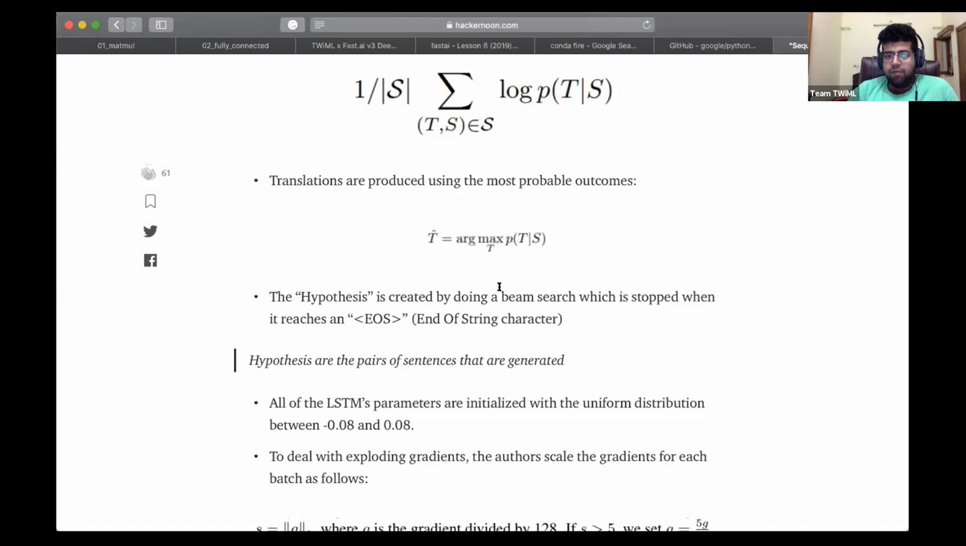So there's this problem with RNNs that if you keep predicting the most probable word as the next word, it might get stuck in a loop.